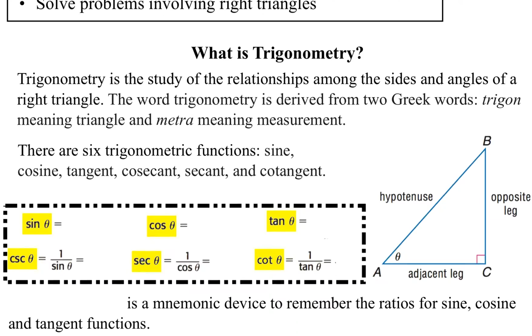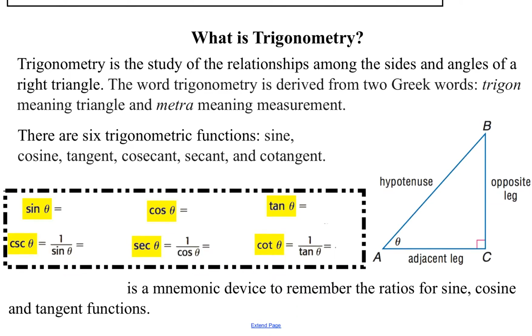So first of all, let's start off with talking about what is trigonometry. Basically, it's just the study of the relationships amongst the sides and the angles in right triangles. And the word comes from two Greek words, trigon, which means triangle, and metra, which means measurement. So we're talking about the measurements of triangles.